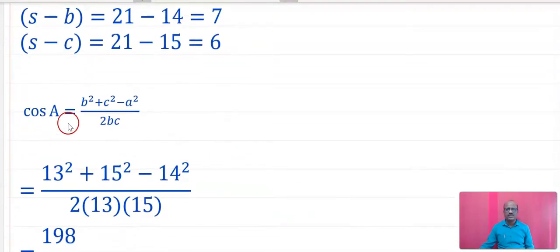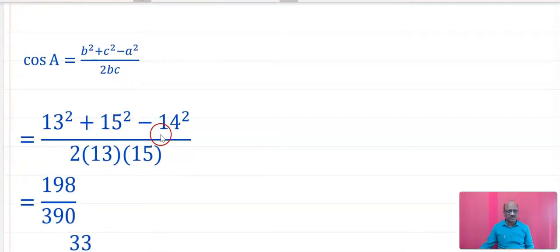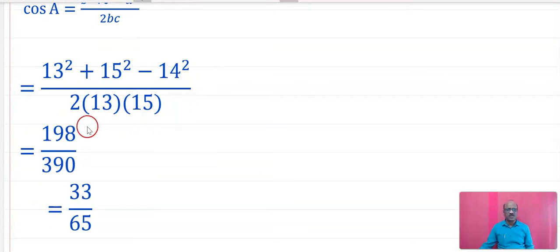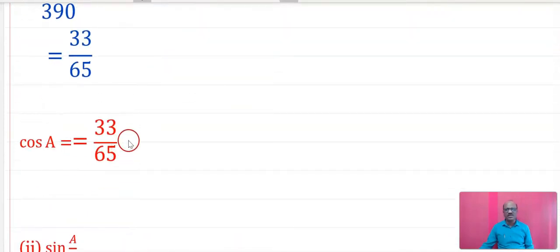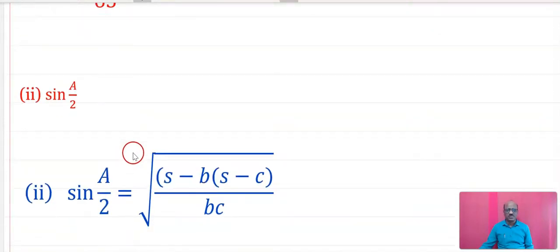Now, cos A is equal to (b square plus c square minus a square) upon 2bc. Substitute the values, that is (13 square plus 15 square minus 14 square) upon 2bc, 13 into 15, and after the calculation you will get that cos A is equal to 33/65.